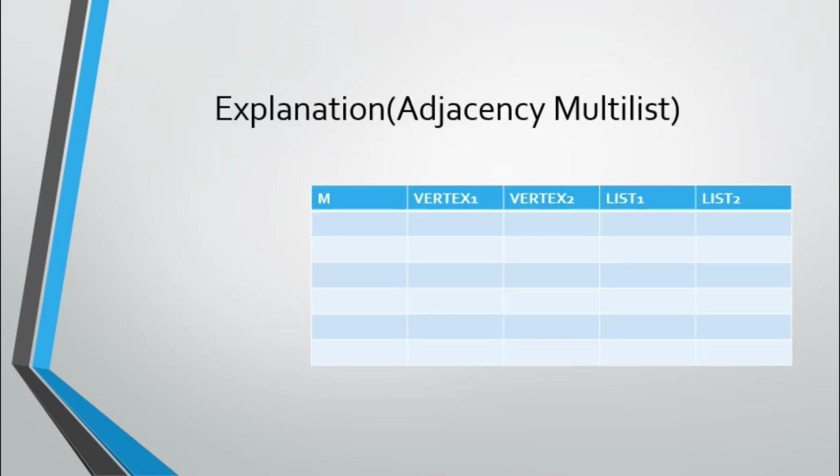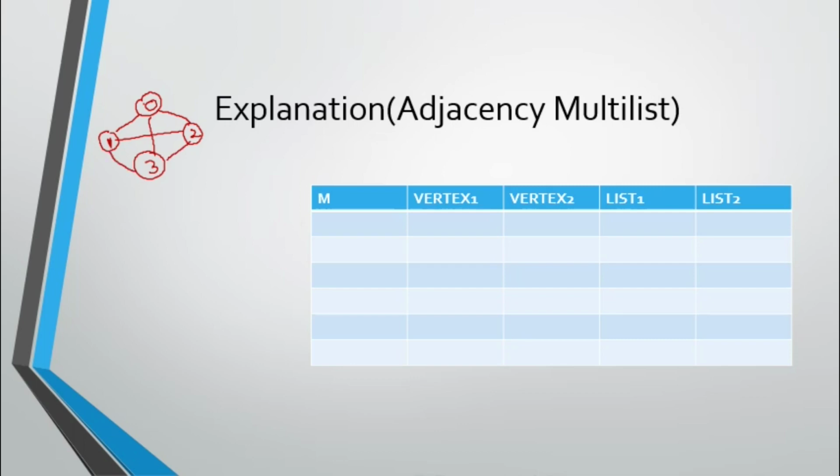Let me draw a diagram for you. This is an undirected graph which has four vertices in total: 0, 1, 2, and 3. This is a complete graph, as you can observe.